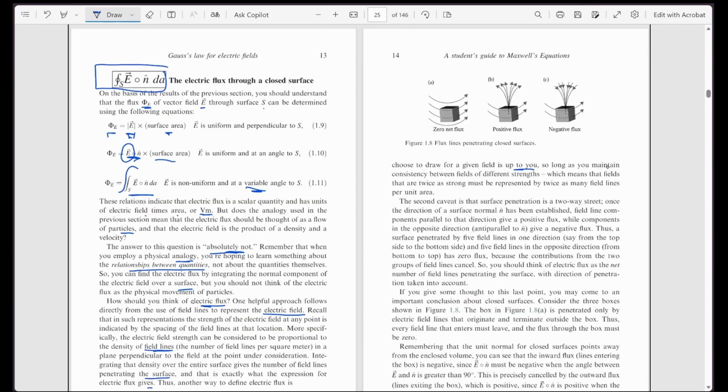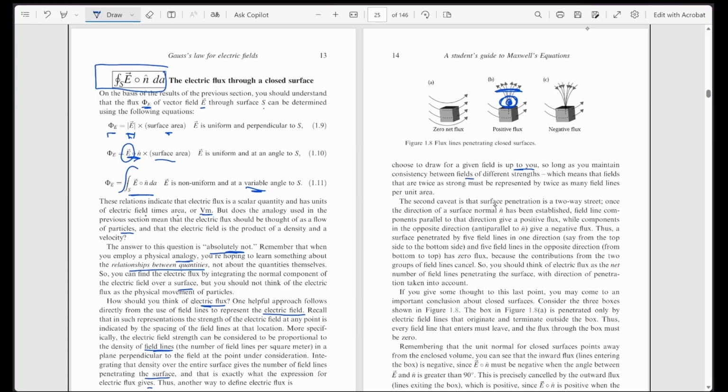So as long as you maintain consistency between fields of different strength. Here, for example, they're close to each other, so it's strong in here, but here they're becoming farther apart, so the field is becoming weaker, and it doesn't have a specific measurement. You have to just be consistent in your drawings, which means that fields that are twice as strong must be represented by twice as many field lines per unit area.